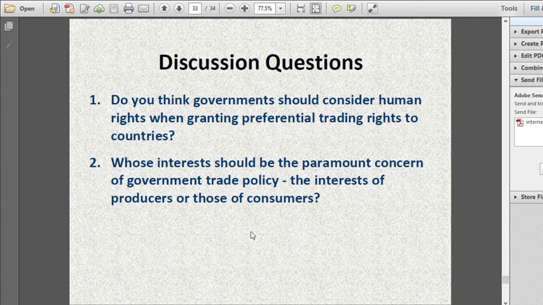So, for my discussion this afternoon, I want you to answer this one. Number 1, do you think government should consider human rights when granting preferential trading rights to countries? And then for number 2, whose interest should be the paramount concern for government trade policies, the interest of producers or those of consumers? So these are the questions that you need to answer, and then you have to write your answer on a clean sheet of paper, tapos pipicturean ninyo at saka isisend nyo sa akin.